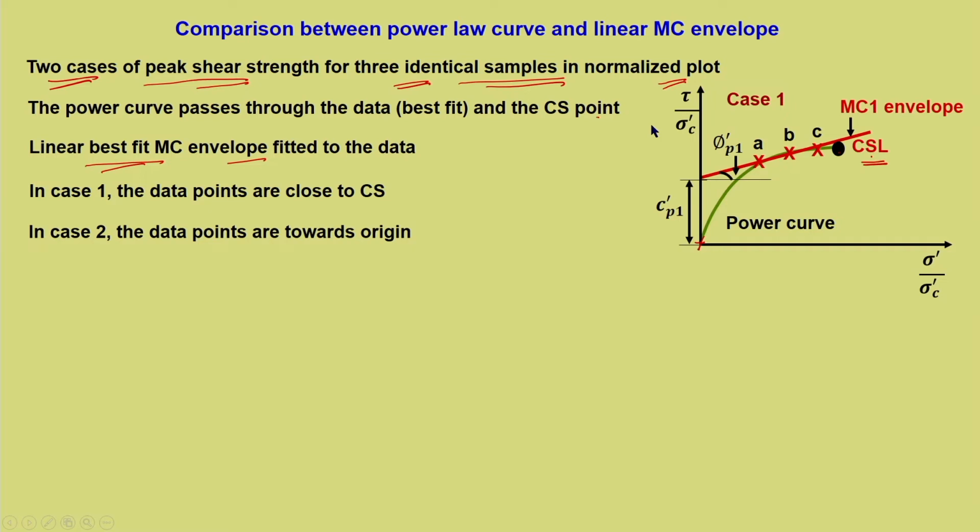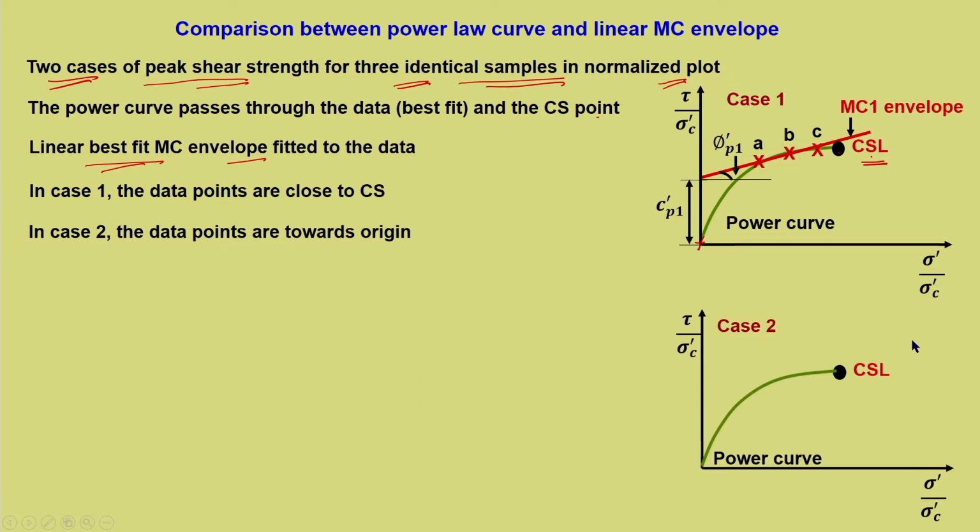Now, what is case 2? In case 2, the data points are towards the origin, that is, towards lower sigma dash. This is case 2: same power curve, same identical state, but we have chosen D, E, F, the three normal stresses or effective stresses, towards the left side, towards the origin.